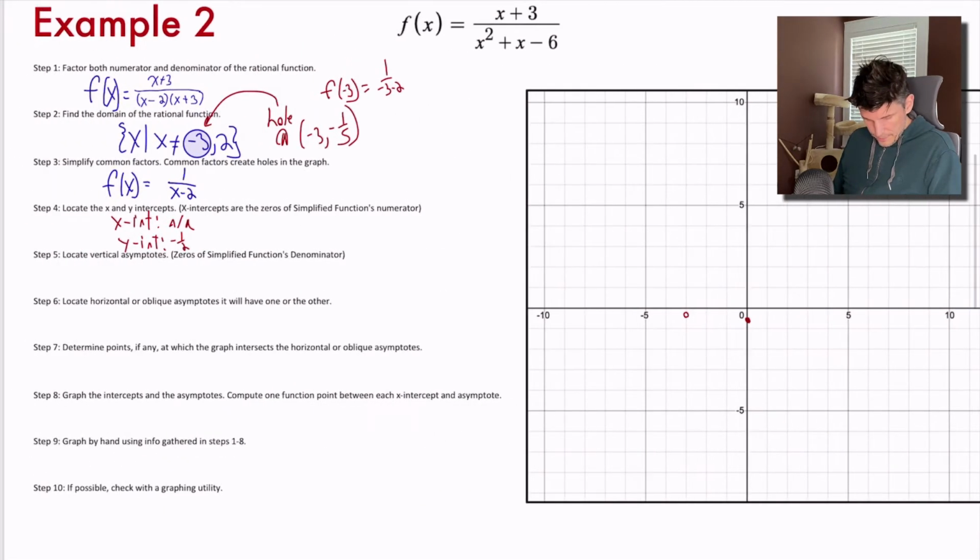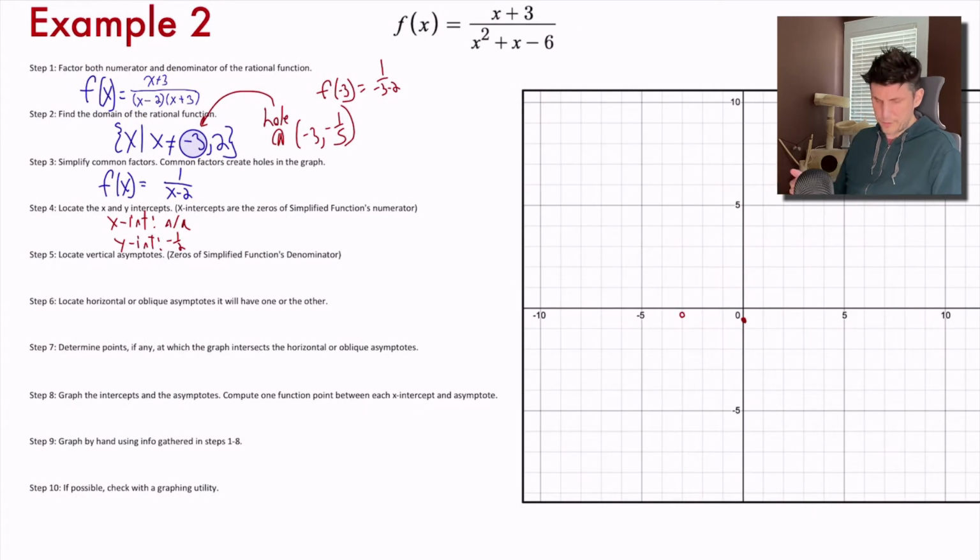Great. All right, so those are our attributes so far. Now we need to put in our vertical asymptote. There's a vertical asymptote at x equals 2. Horizontal asymptote: this function's proper, right? So we know that y equals 0 is our horizontal asymptote. So let's put those in.